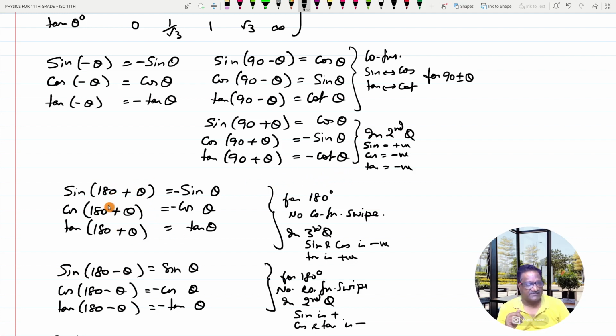Similarly, you have this concept. Now, these concepts, in short, are known as allied angles.